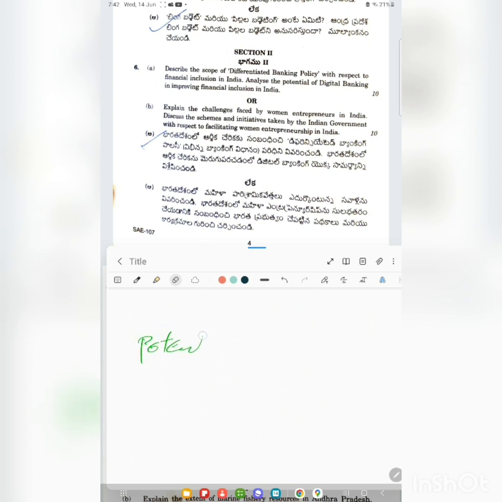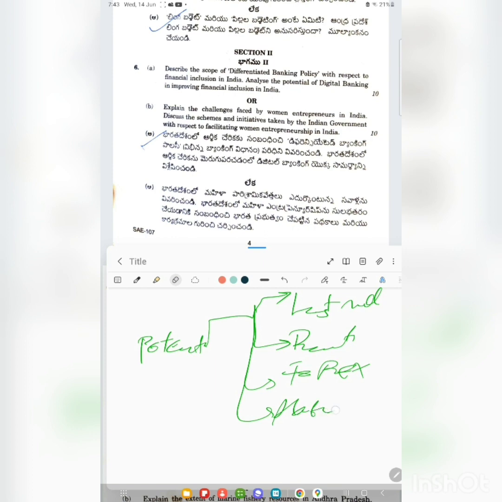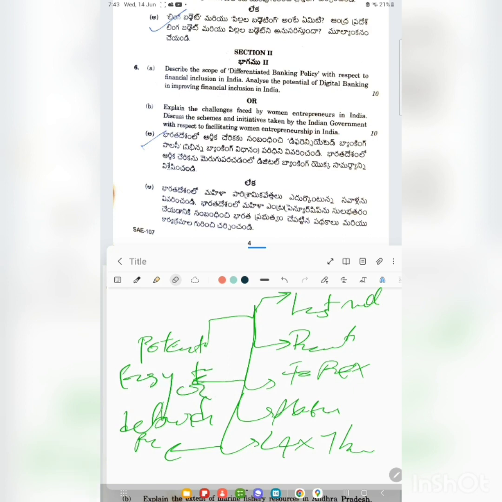So as far as potential is concerned, you have to speak about last mile connectivity, and also you can speak about remittances, forex, affordability, 24/7 banking solutions, de-burdening of regular banks, and easy access to credit. So these are various ways in which digital banking can improve financial inclusion.